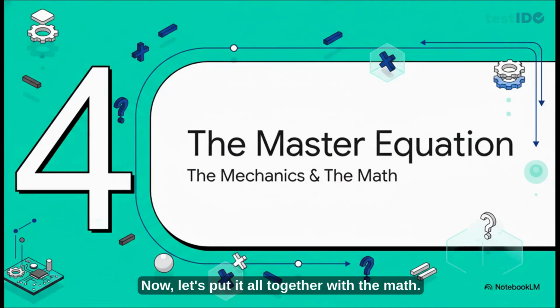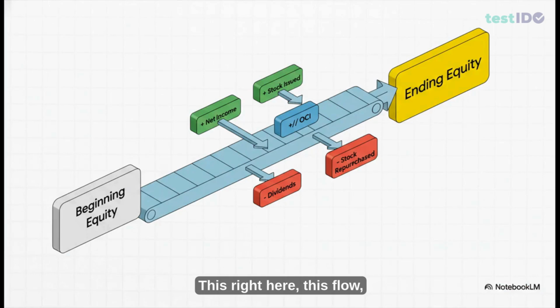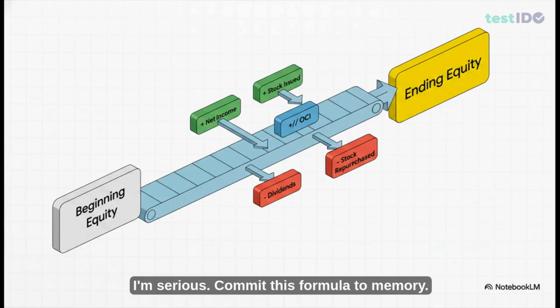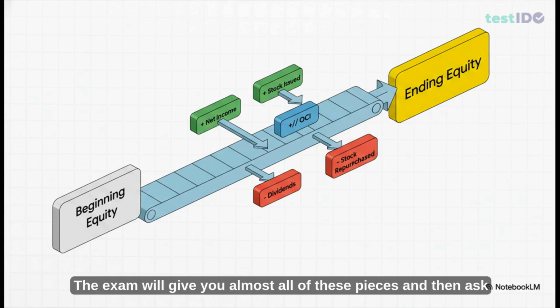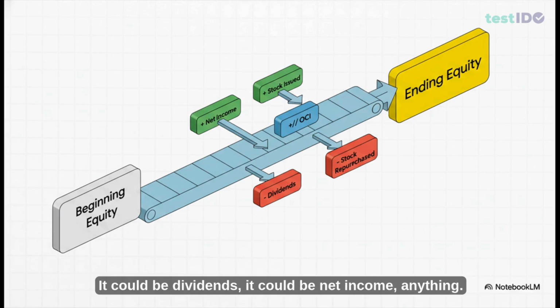Okay, so we know the pieces. Now let's put it all together with the math. The CMA exam just loves missing variable questions, and I'm telling you, this one simple equation is the key to solving pretty much all of them. This right here, this flow, is your secret weapon. I'm serious, commit this formula to memory. The exam will give you almost all of these pieces and then ask you to find the one that's missing. It could be dividends, it could be net income, anything. But if you know this formula inside and out, you can solve it forwards, backwards, and sideways.